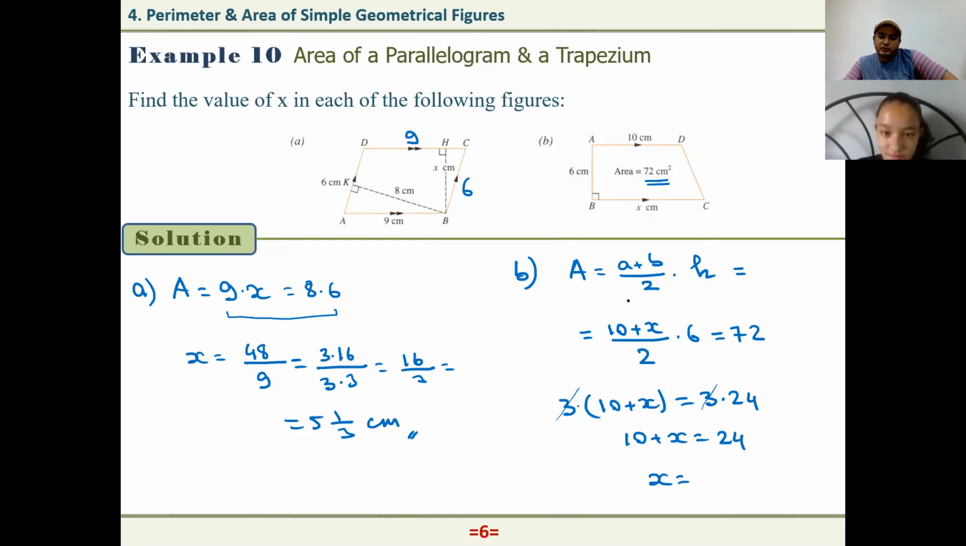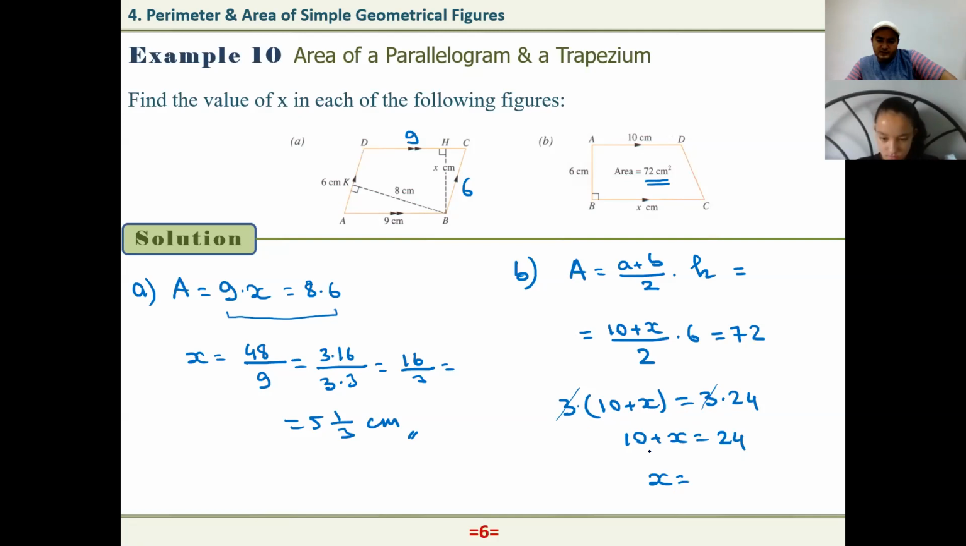Here in the last question, we form our equation. That's the area formula, and the area is given. It is 72 square centimeters. Now we need to solve this equation to get the value of x. So 6 over 2 is equal to 3, and this 72 I can write as 3 times 24. If you divide both sides by 3, this 3 is gone. On the left-hand side we have 10 plus x, and on the right-hand side we have 24.